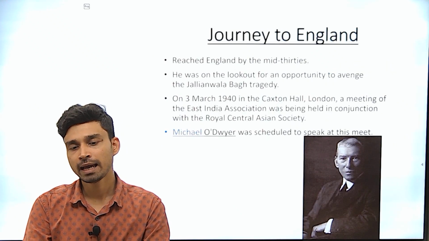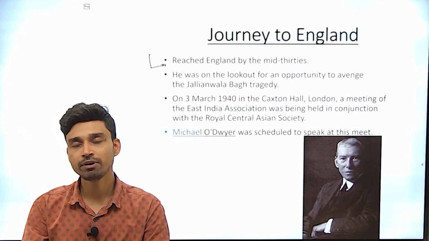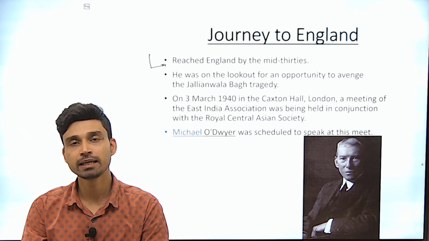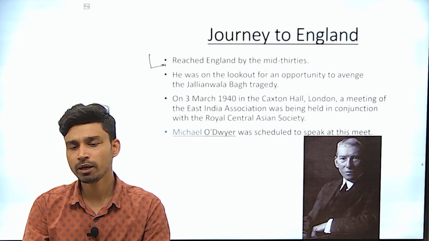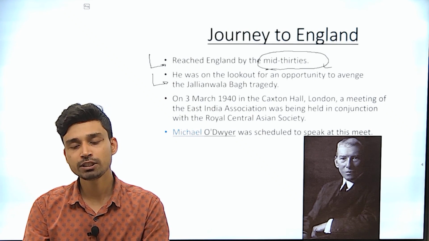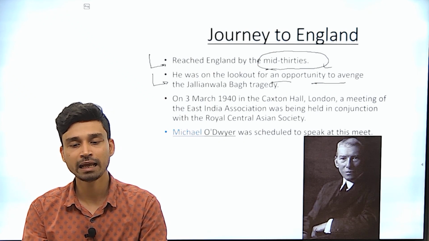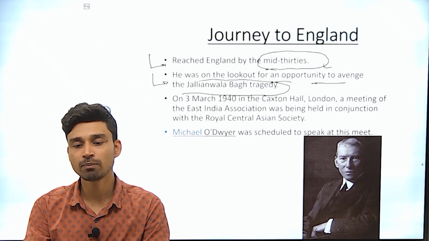Then as police were keeping a very heavy tab on his activities in India, it became very difficult for him to live in India and take part in certain activities, and that is why he reached England by the mid-30s. Upon reaching England, he was constantly on the lookout for any opportunity so that he could avenge the Jallianwala Bagh tragedy.